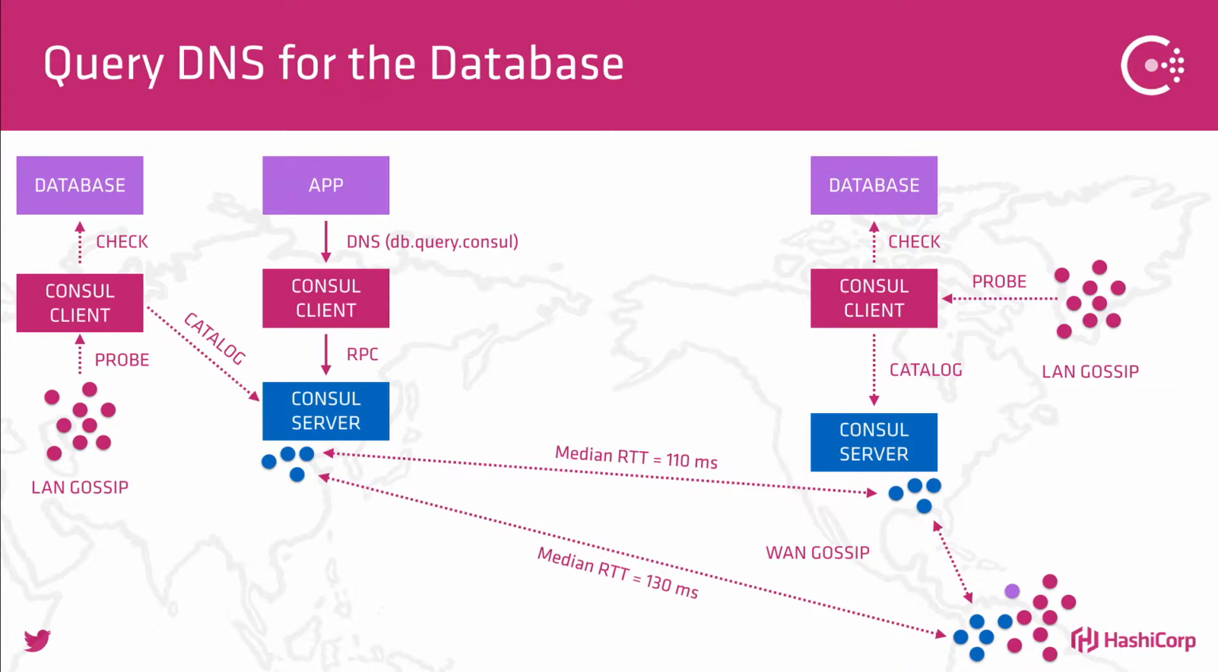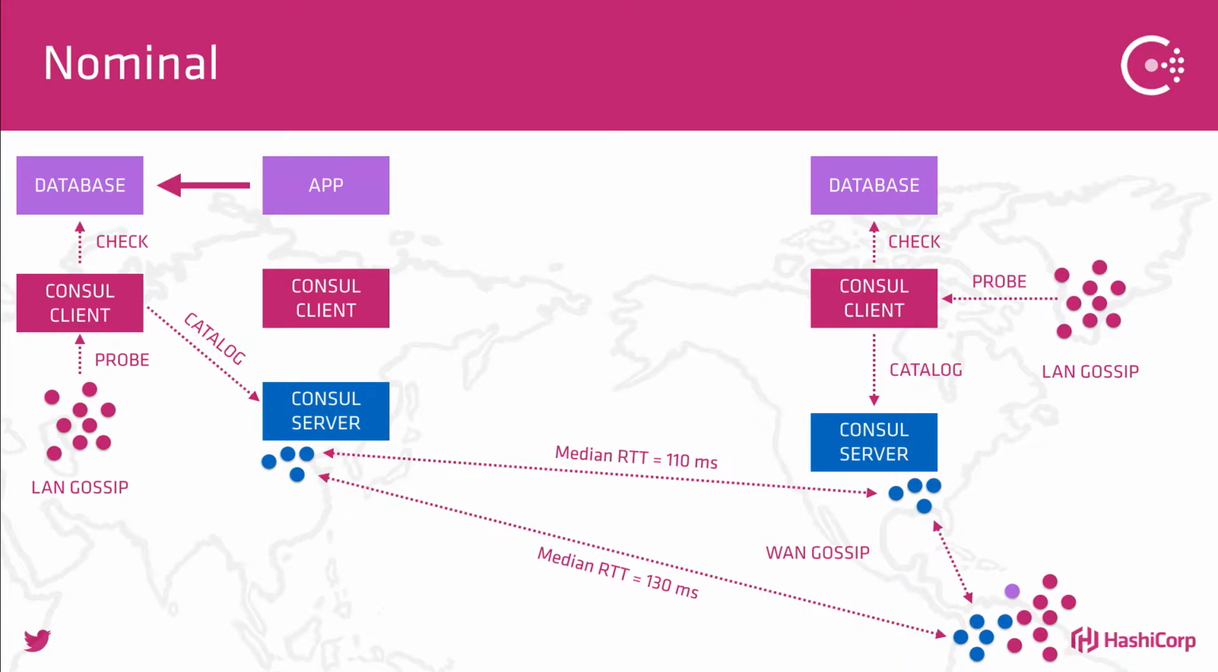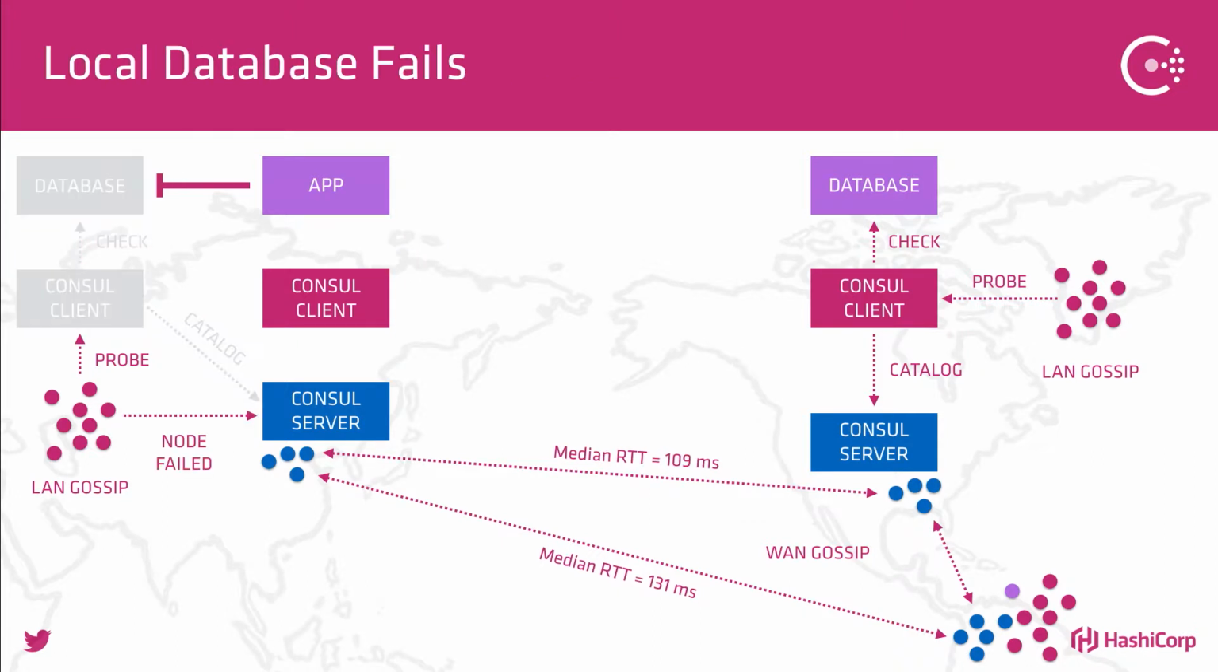So the first step is the app wants to talk to the database. You can see the DNS arrow coming down from the app to its local Consul client. It says, where is db.query.consul? Consul has a healthy instance of it and gives it the IP address. The app connects to it. Let's say that machine just spaces out and dies. We didn't shut the database down, it just died. The cluster, through LAN gossip, is detecting that, and it's feeding back that the node failed to the Consul leader server, who pulls it out of the catalog.